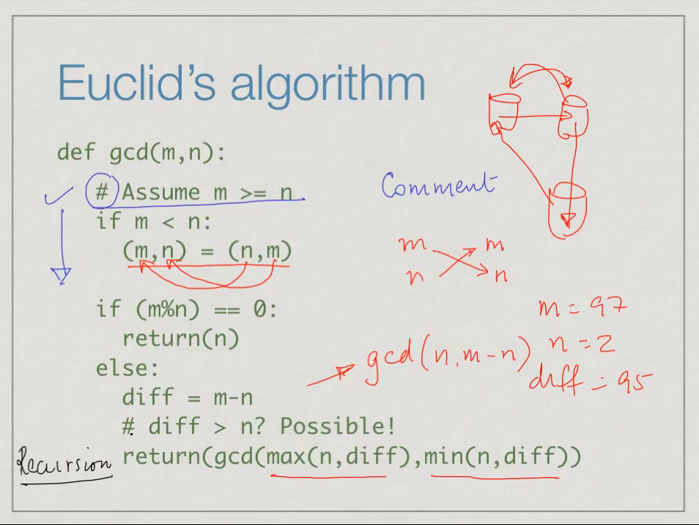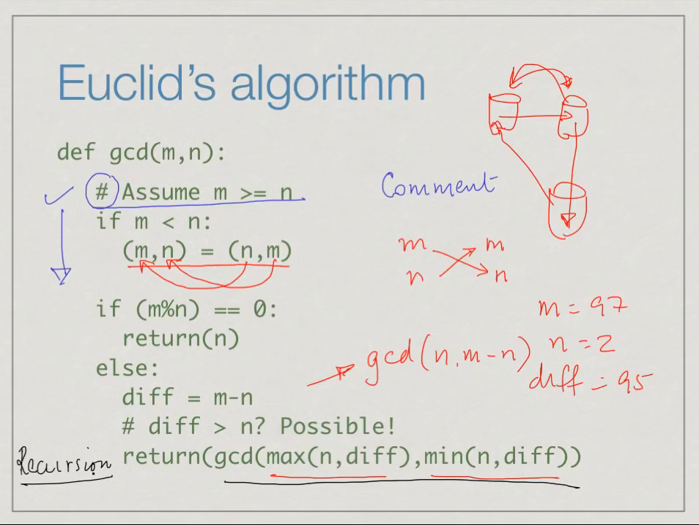So we want to solve the GCD of m and n, but instead we solve the GCD of n and m minus n, and whatever answer that gives us, we directly report it back as the GCD for this number. So we just invoke the function with the smaller values and then we return it.